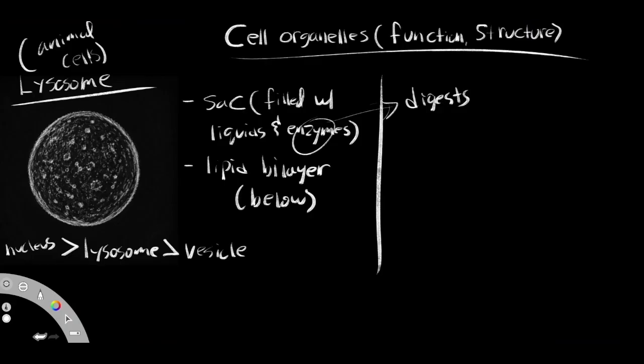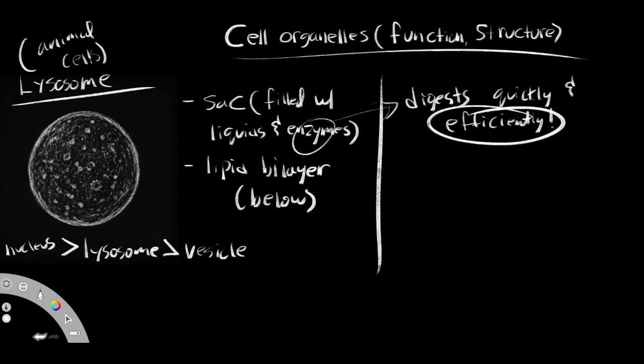It particularly digests foreign substances and kills them, because we definitely don't want those things floating around and invading our cells, especially if they're very harmful. So it digests those quickly and efficiently. This should be pretty easy to remember, because why are enzymes very efficient? If you remember from previous grades, enzymes decrease the activation energy required for a reaction to proceed.